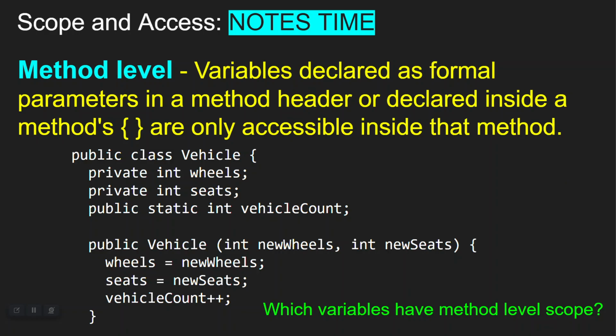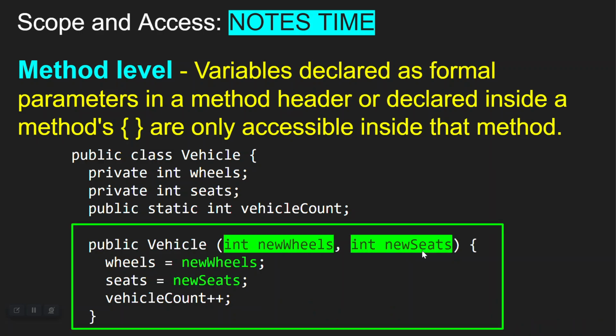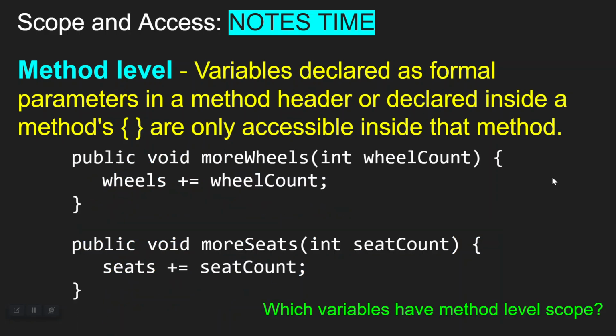Again, you'd be looking for the variables that are declared as parameters, or maybe declared inside the method's curly braces. I see two variables here and here, both of which are parameters. So new wheels and new seats can be used inside this method, but that's it. They can't be used in any other method or in any other part of the program code. New wheels is referred to here, new seats is referred to here, and that's okay because that's inside the curly braces for that constructor.